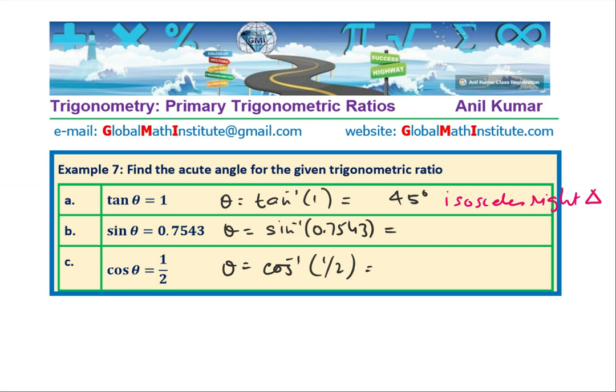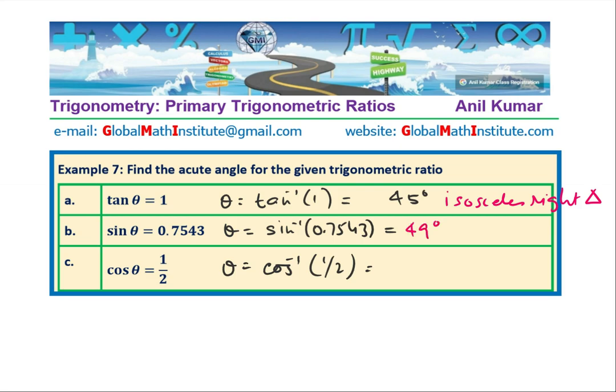Correct? So that is how it is going to be. But this is a weird value. We can use the calculator. Shift sine inverse, right? And the number 0.7543, okay? And then press equal to, 48.96. So I'll write 49 degrees.